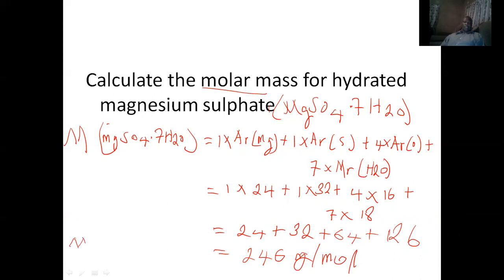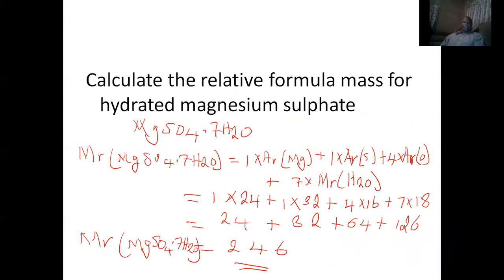So the molar mass for hydrated magnesium sulfate would be 246 grams per mole. So I thought today we can look at how we can calculate the molar mass and the relative molecular mass or relative formula mass. I hope this lesson has been helpful. I thank you.